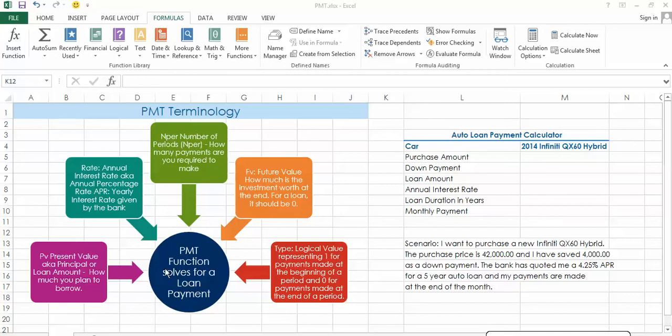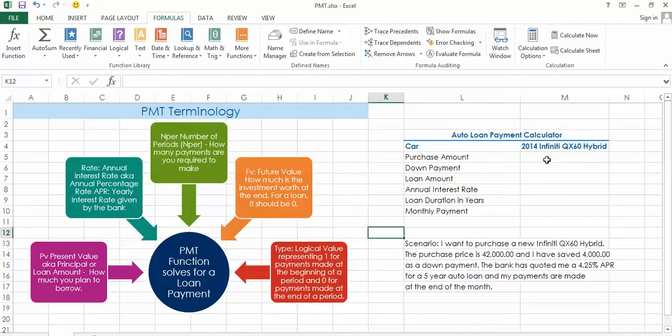So our scenario is that we want to purchase a new Infiniti QX60 hybrid. The purchase price is $42,000, and I've saved $4,000 as a down payment. And the bank has quoted me a 4.25% APR for a 5-year auto loan. My payments are made at the end of the month.